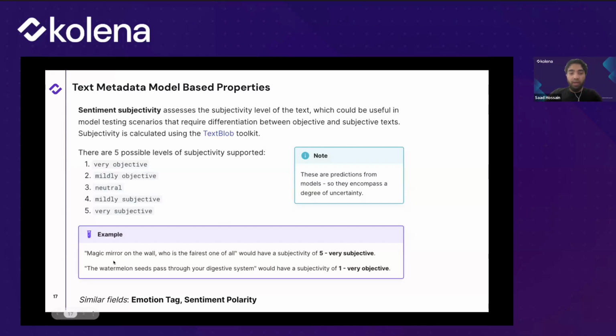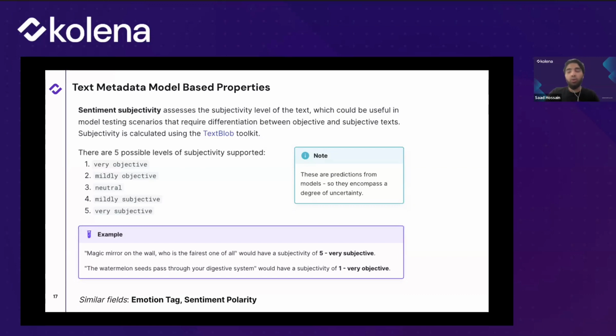A question like "magic mirror on the wall, who's the fairest of them all" would have a fairly subjective tone to it, whereas "watermelon seeds pass through your digestive system" would be a more objective statement. And we can use properties like sentiment polarity, or the emotion that a text might carry. We can use these properties to further our understanding of our data and enrich it with more scenarios to test on, to see how our model performs on these.